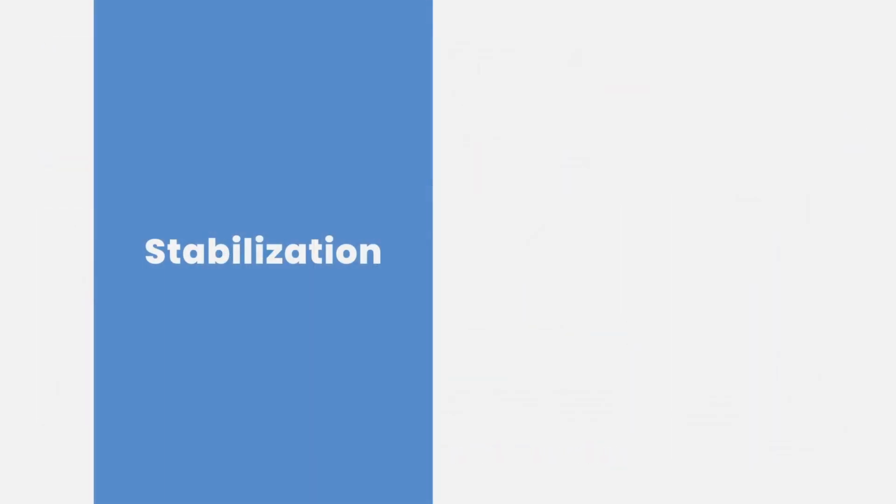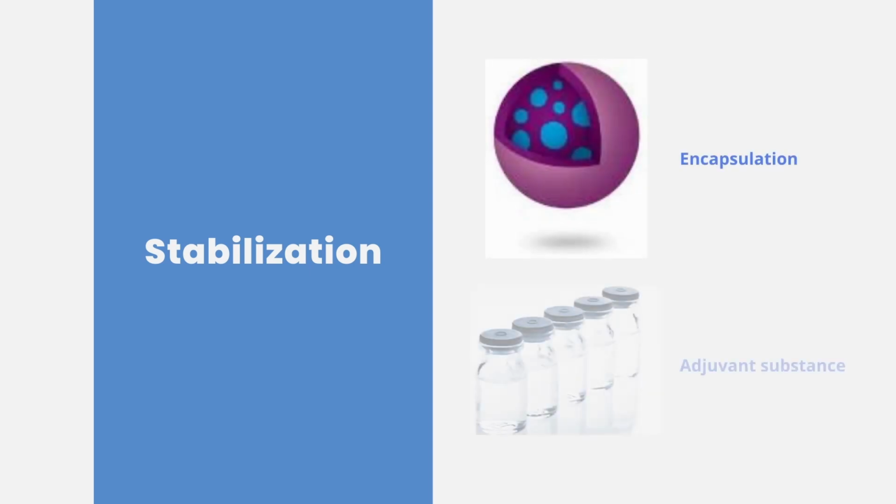To store the purified Cry1Ac proteins in good condition, a stabilization process is required. They are typically stabilized to improve their stability and ensure their efficacy as a bioinsecticide. This may involve adding stabilizing agents or formulating the proteins into a suitable delivery system, such as encapsulation in microspheres, or mixing with adjuvant substances.